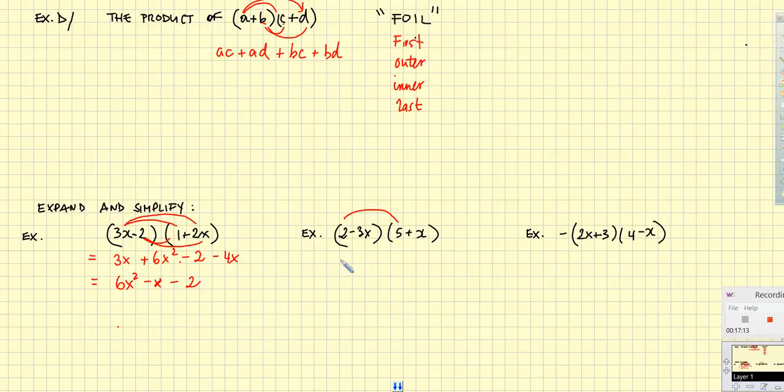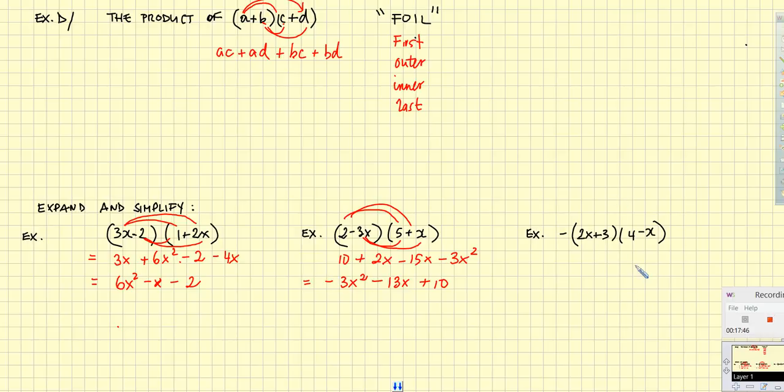2 times 5 is 10. 2 times x is 2x. Negative 3x times 5 is negative 15x. And negative 3x times x is negative 3x squared. So now, putting them in the correct order, from the largest degree, it would be negative 3x squared, minus 13x, since negative 15 plus 2 is negative 13x, and then plus 10. Okay, and then we're almost done here.